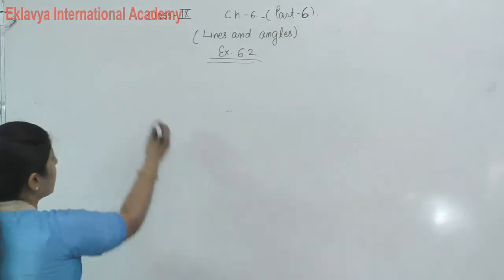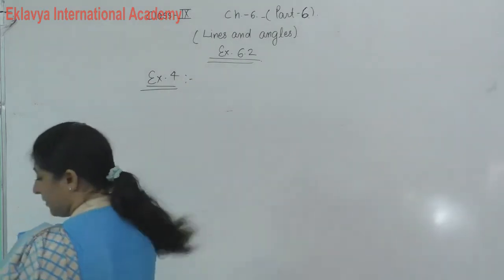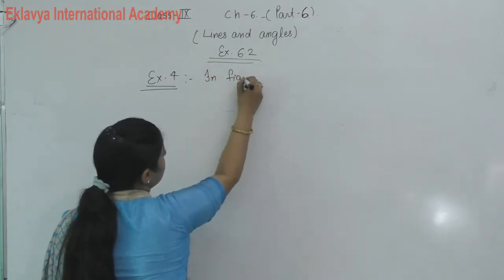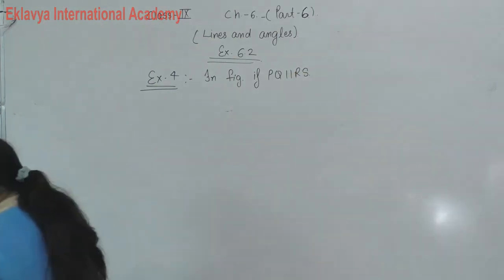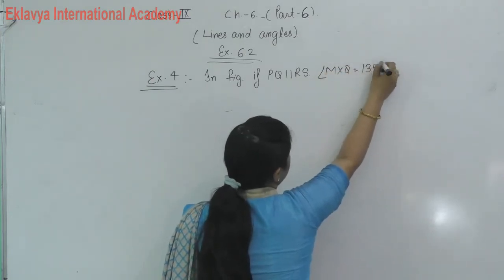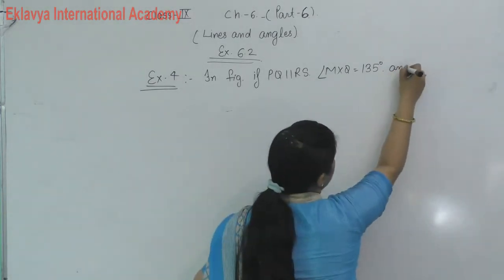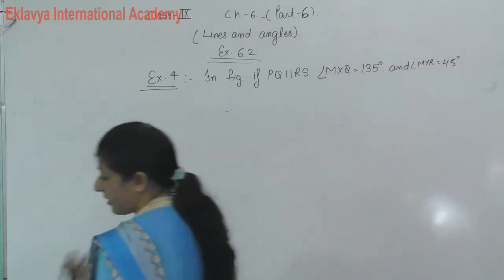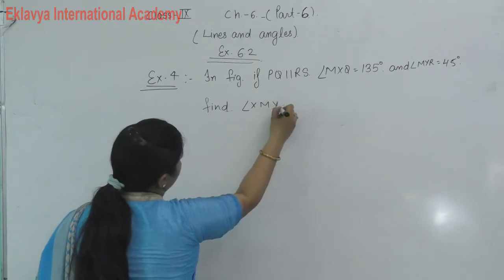Now take the first example 4 of your NCERT book. What is the example? In the figure, if PQ is parallel to RS, angle MXQ is equal to 135 degrees and angle MYR is 45 degrees. Find angle XMY.